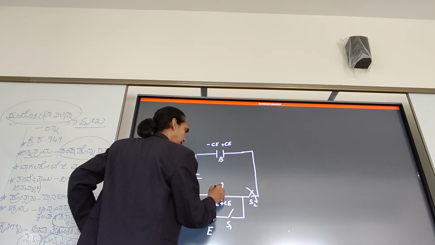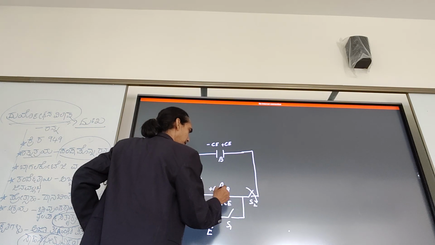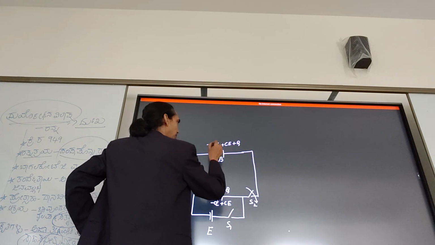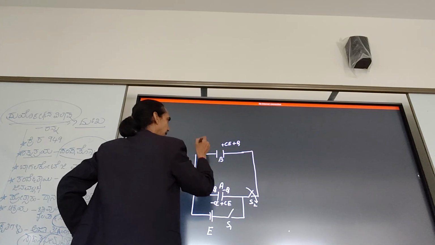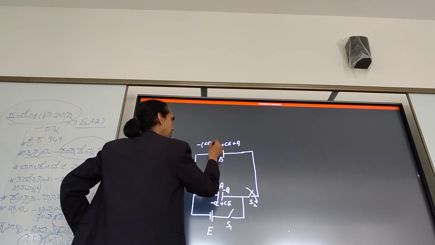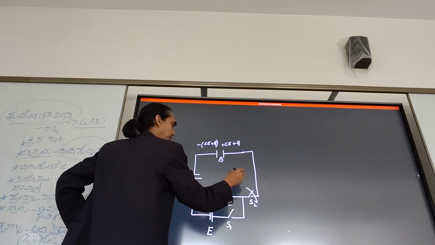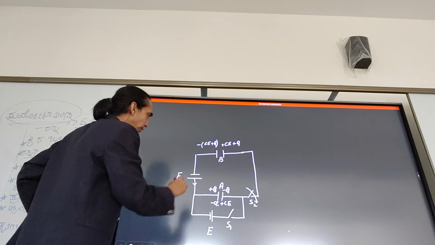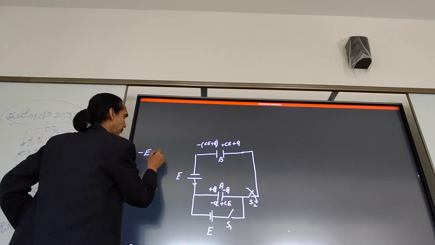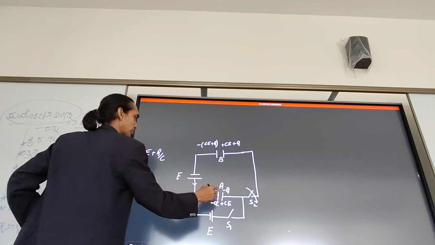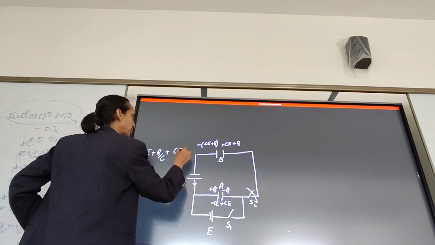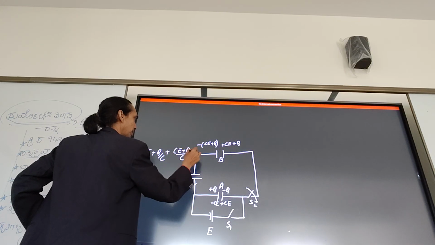This becomes plus Q and this becomes negative of Q. The same charge will flow over here. This will become plus of Q, and this will become negative of CE plus Q. Check here. We are assuming Q has flowed. We want to find Q. From here to here, if I go minus of E plus of Q by C, plus of Q by C, C same, and then plus of CE plus Q by C. This should be equated to 0.